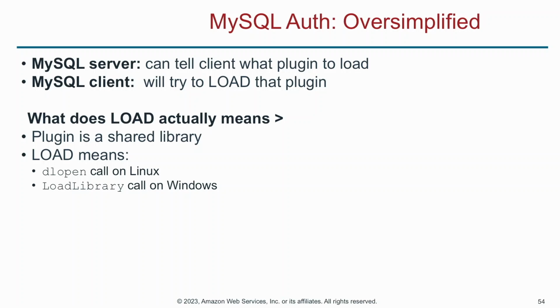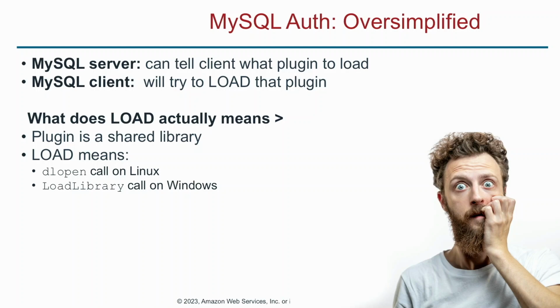On Linux, it's called dlopen. On Windows, it's called LoadLibrary. So it can do a call. And this is this, right? So that means that we can potentially execute code on the client by simply telling it from the server side, initiating that from the server side.